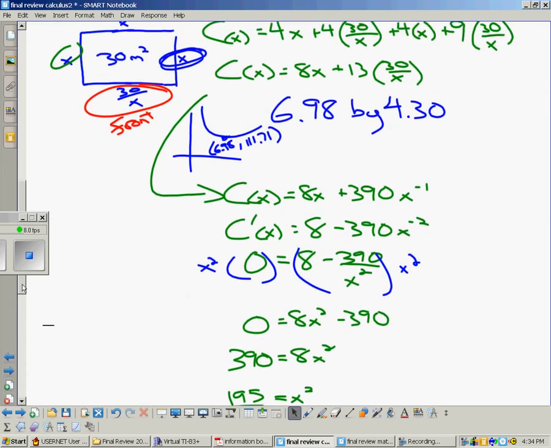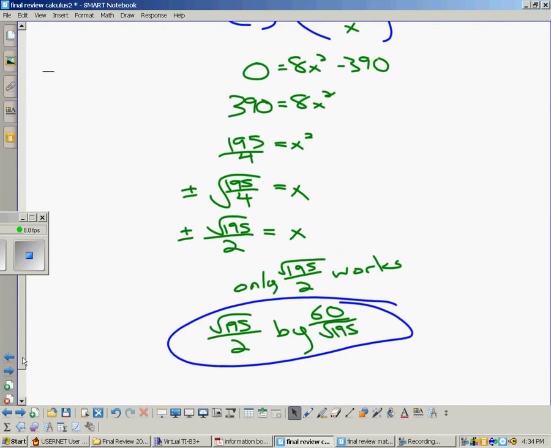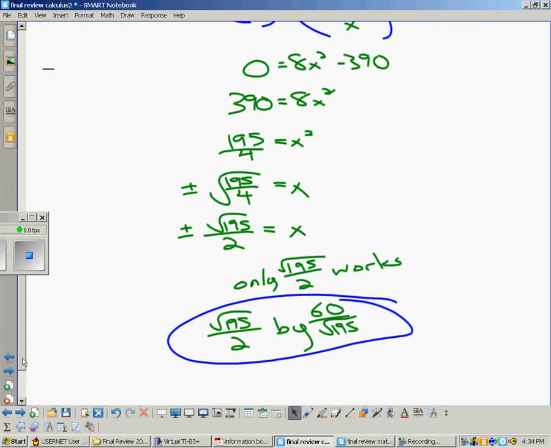So on a paper 2, obviously, do what's in blue here. Write it as 6.98 by 4.30. If this happened to be paper 1, you're going to have to go the route of finding the exact solutions.